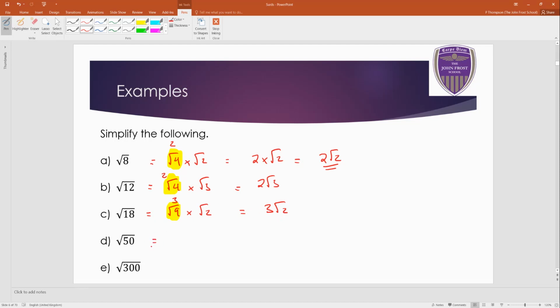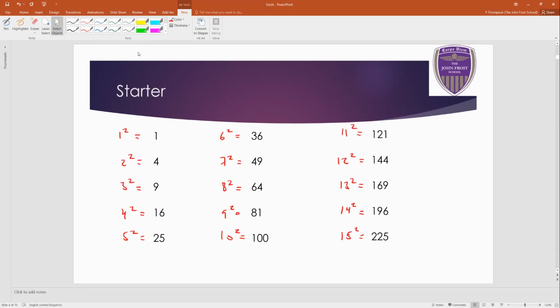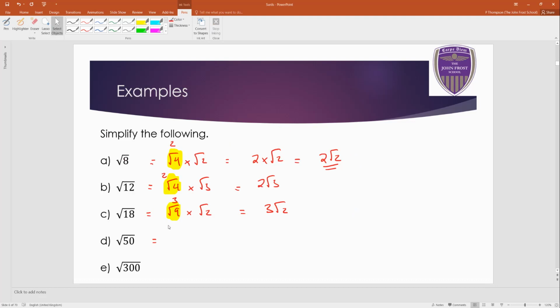Same for this one. Okay, root 50. If you look back at your square numbers and check, 1 is no good. 1 is no good to anybody, okay, because you're going to get the same number back. 4 doesn't go into 50, nor does 9, nor does 16, but 25 goes into 50. So I could write this one as the square root of 25 times 2. And how many 25s are in 50? Well, it's 2 again.